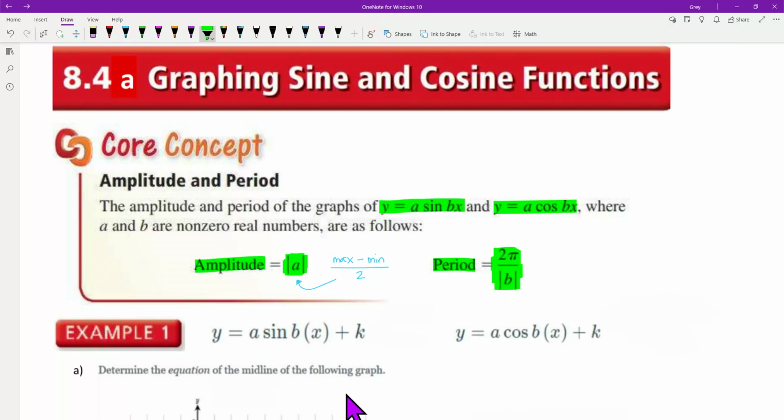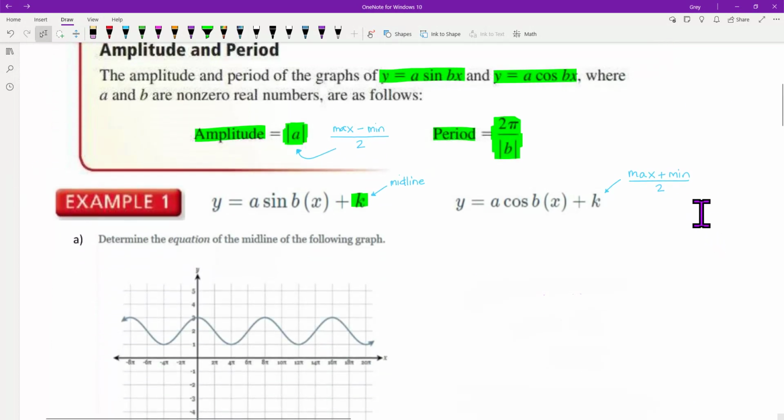So the other thing that we're going to add to our functions is k, and k is what we call the midline of your function. And if you like formulas, from the equation or looking at the graph, you can think of that midline as the max plus the min divided by 2, okay? Now, it's pretty easy to see it when you get it from a graph, but it's just good to have those concepts in your mind.